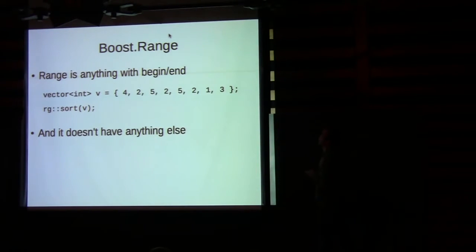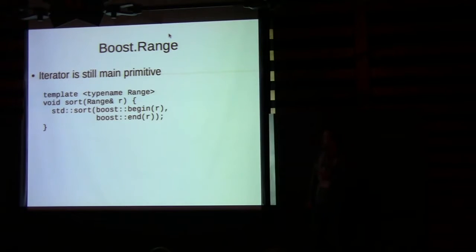So, anything with begin and end. A vector is a range. A std::pair, at least in early versions of Boost Range, was a range, because boost::begin and boost::end worked with that. A range doesn't have anything beside those two functions. Everything else is implemented by getting the iterators and working with those. So the iterator is still the main primitive.